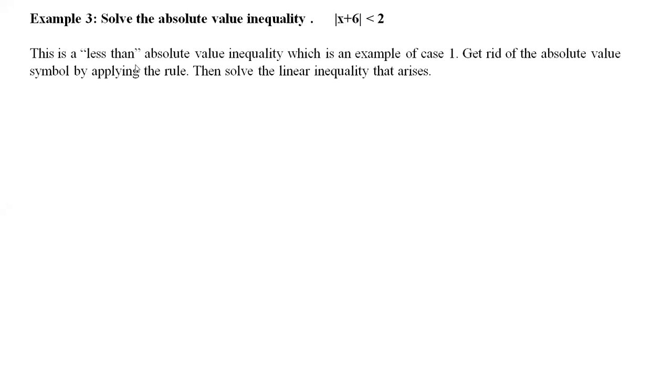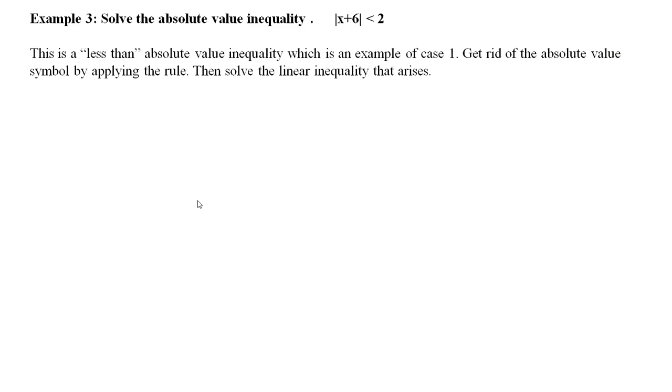First, we have to write it in two inequality form. This is a less than absolute value inequality, which is an example of case 1. First, what type of inequality is given? This is an example of case 1, where we get rid of the absolute value sign, or isolate the absolute value, by applying the rule. Then solve the linear inequality that arises. So first we have to remove the absolute value sign.